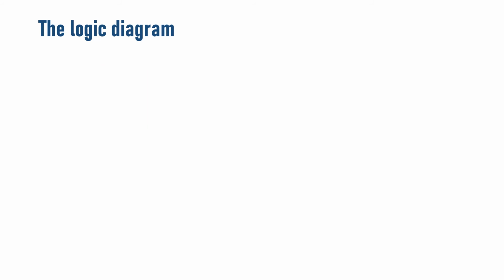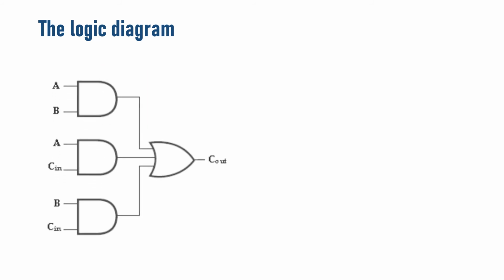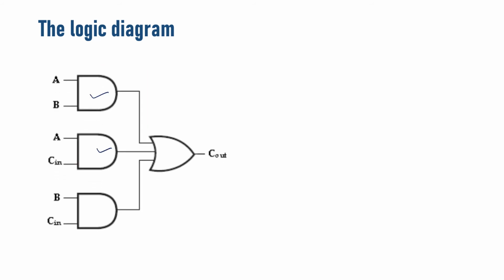So in this we are using three AND gates and one OR gate. The AND gate operation is multiplication. So the output will be AB. Here the output will be ACN. Here the output will be BCN.